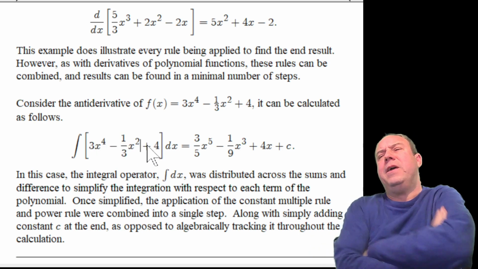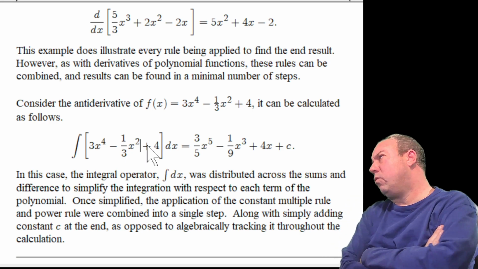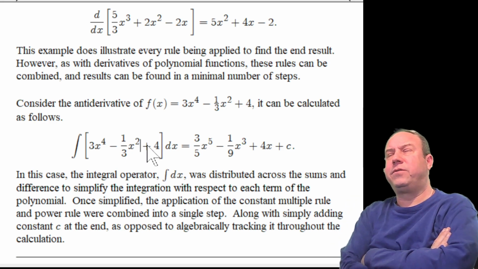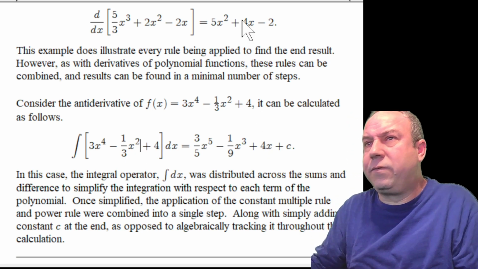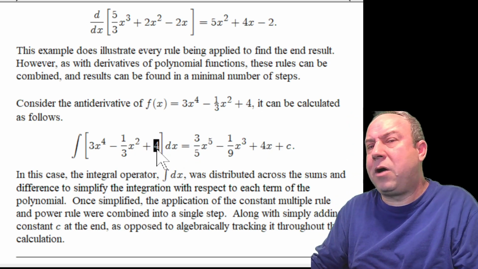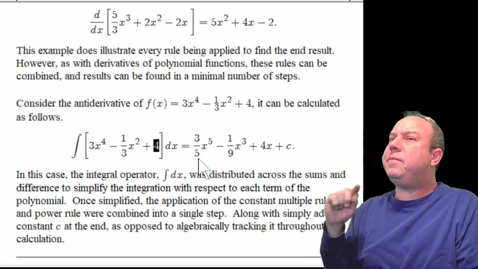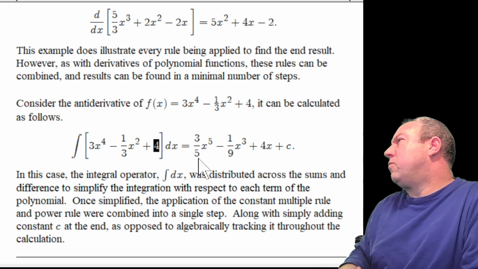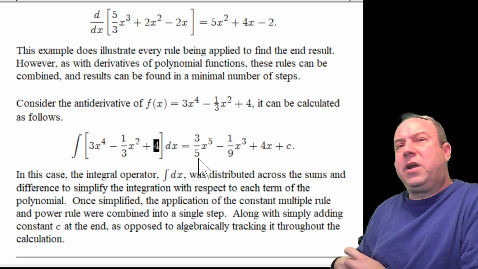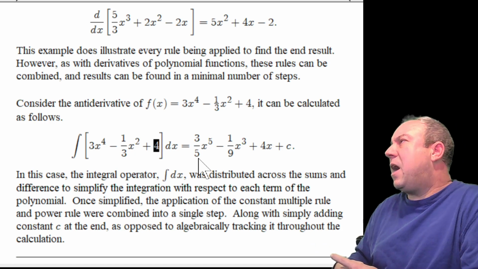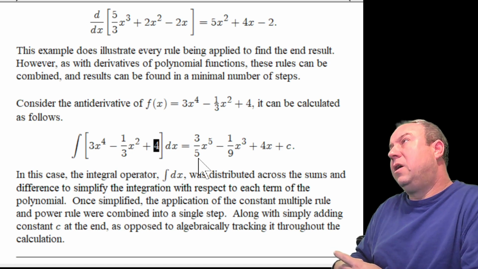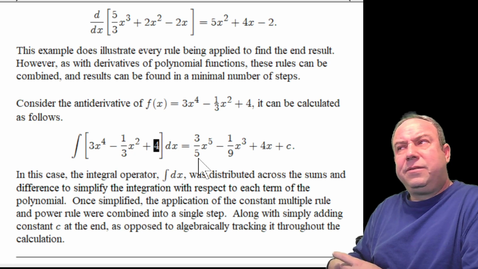These first four rules, first three theorems, which is four if you include the power rule for the constant here, can be used to find the antiderivative for any polynomial function. Very similarly to how we had done it for derivatives.